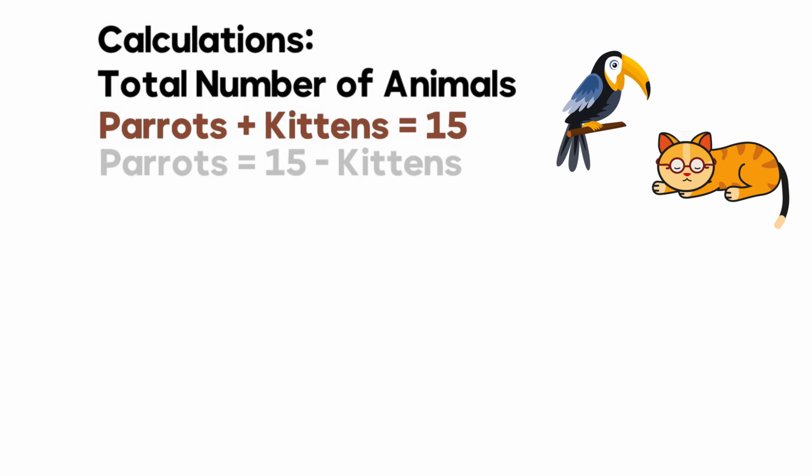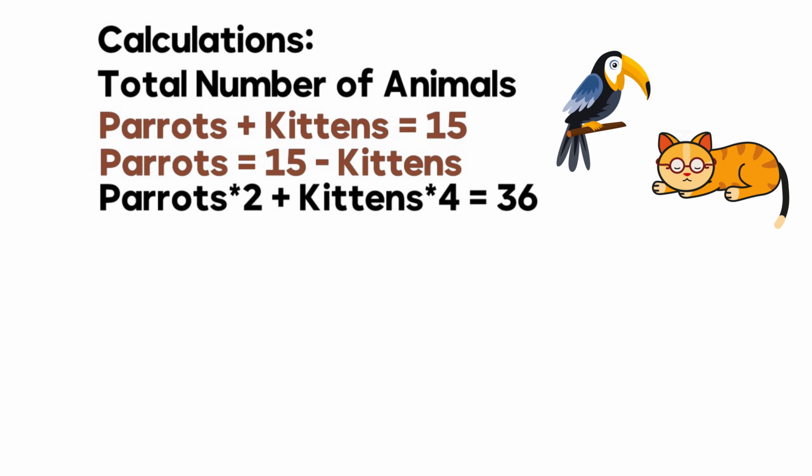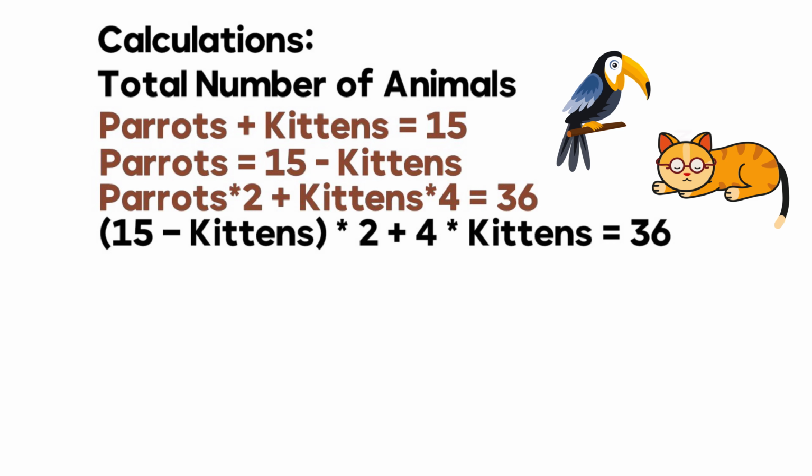So based on this, we can calculate the number of parrots. Number of parrots equals 15 minus number of kittens. We can do a similar expression based on the number of legs: 2 multiplied by number of parrots plus 4 multiplied by the number of kittens equals 36. Now let's replace parrots in this expression with 15 minus kittens. So (15 minus kittens) multiplied by 2 plus 4 multiplied by the number of kittens equals 36.